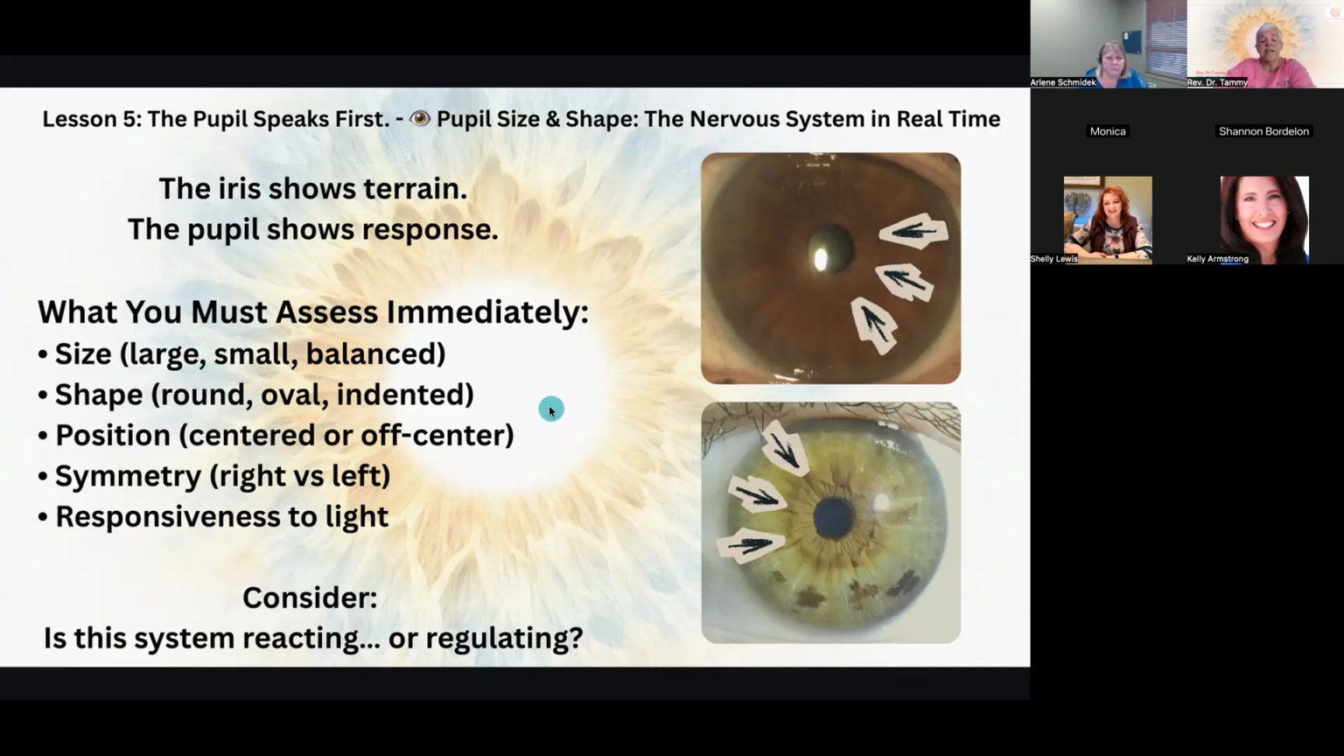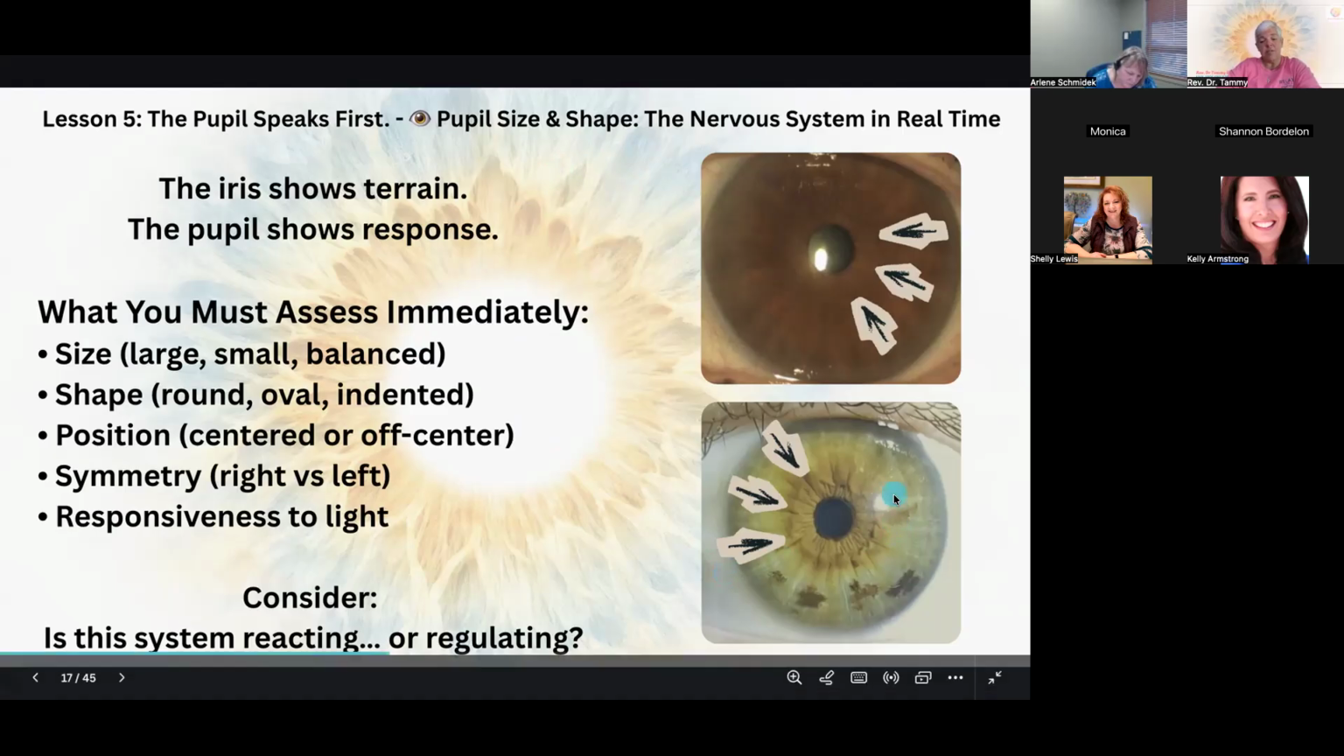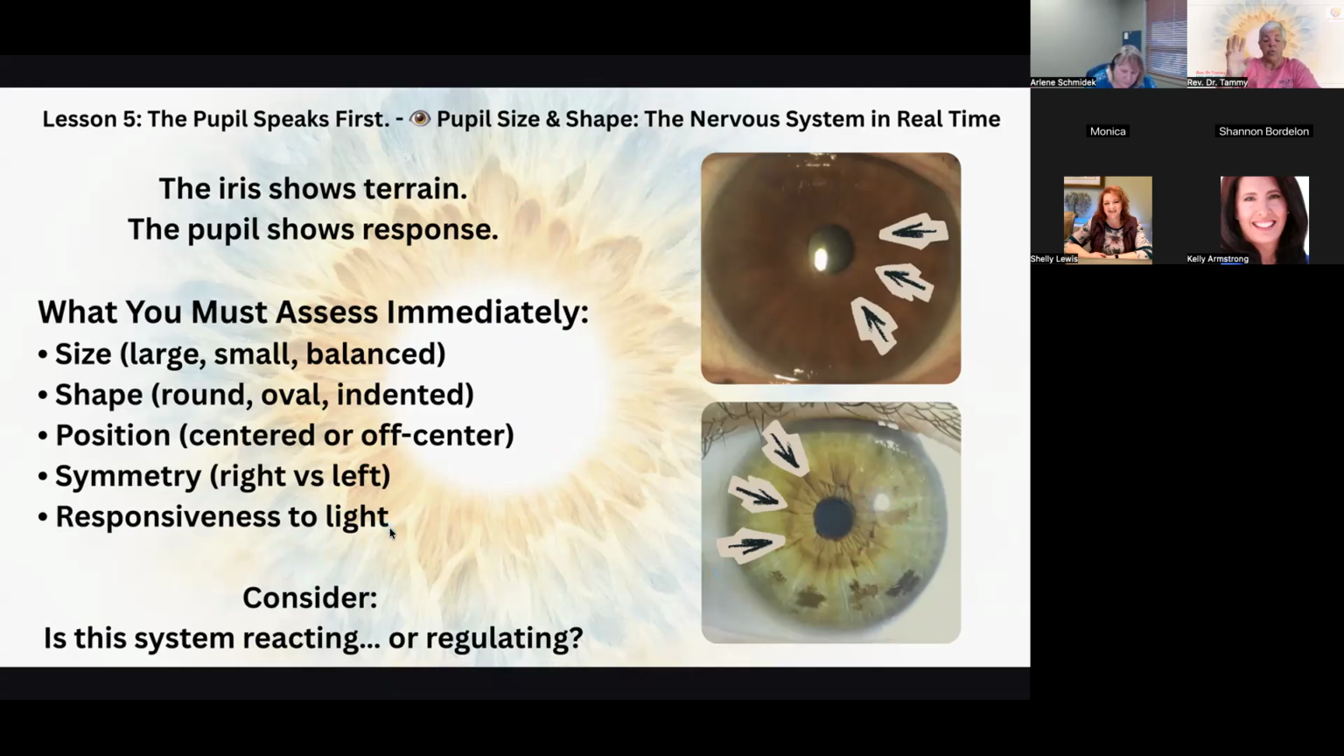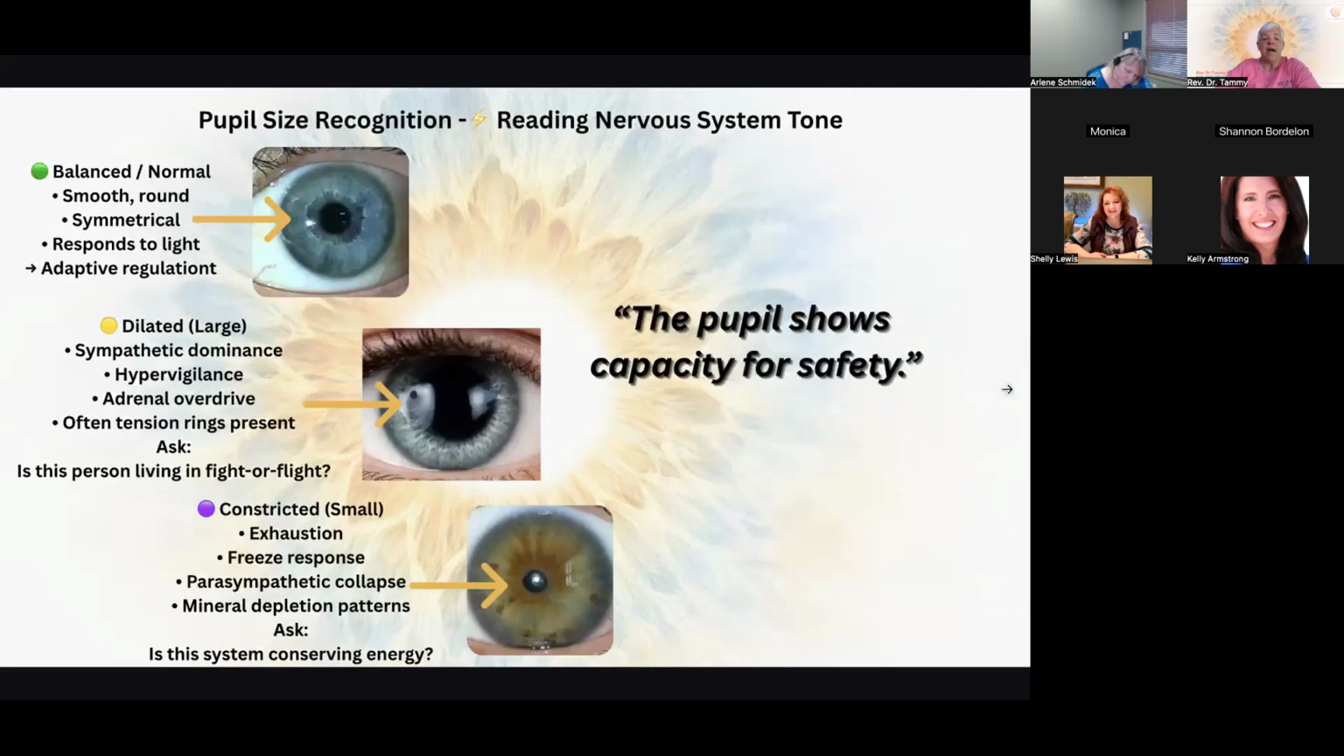So what you've got to assess immediately: size of the pupil. Is it large, small, balanced? Is the shape round, oval, or indented? These are very important things that you need to look at. Is it positioned centered or off center? Is the symmetry right versus left? The symmetry is a little off on this one. Responsiveness to light. Does it respond to light really well? Is it normal? So again, is this system reacting or regulating? Those are questions you're going to ask.